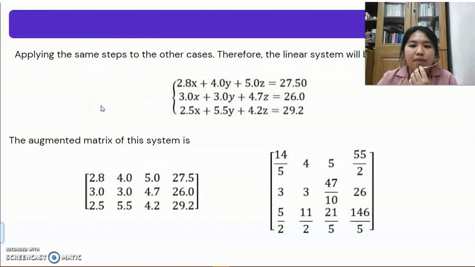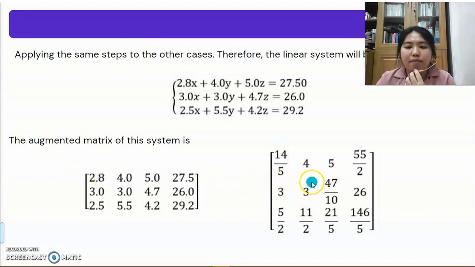We can use augmented matrices to help us solve systems of equations because they simplify operations when the system is not encumbered by the variables. In Gaussian elimination, we transform the augmented matrix into row echelon form and perform backward substitution to discover the values of the unknowns. The augmented matrix of this system is: first row 2.8, 4, 5, 27.5. Second row 3, 3, 4.7, 26. And the last row 2.5, 5.5, 4.2, 29.2.